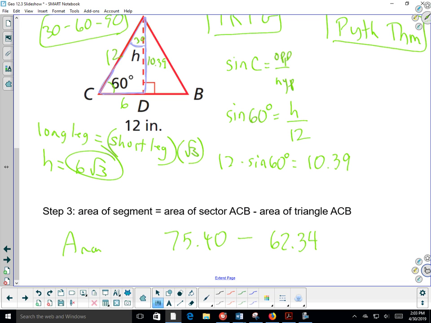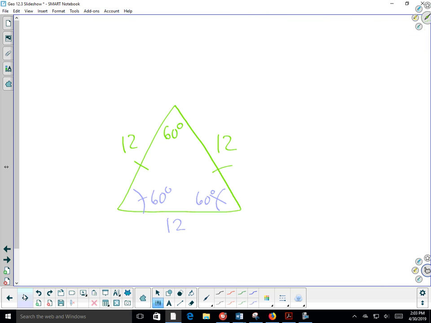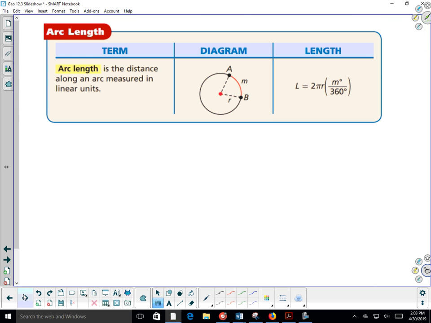All right, and what does that leave us with? 13.4. The area of the segment is going to be equal to the area of the sector minus the area of the triangle. What does it turn out to be? 13.06. And is that inches squared? Are we okay with this? All right, not too bad.